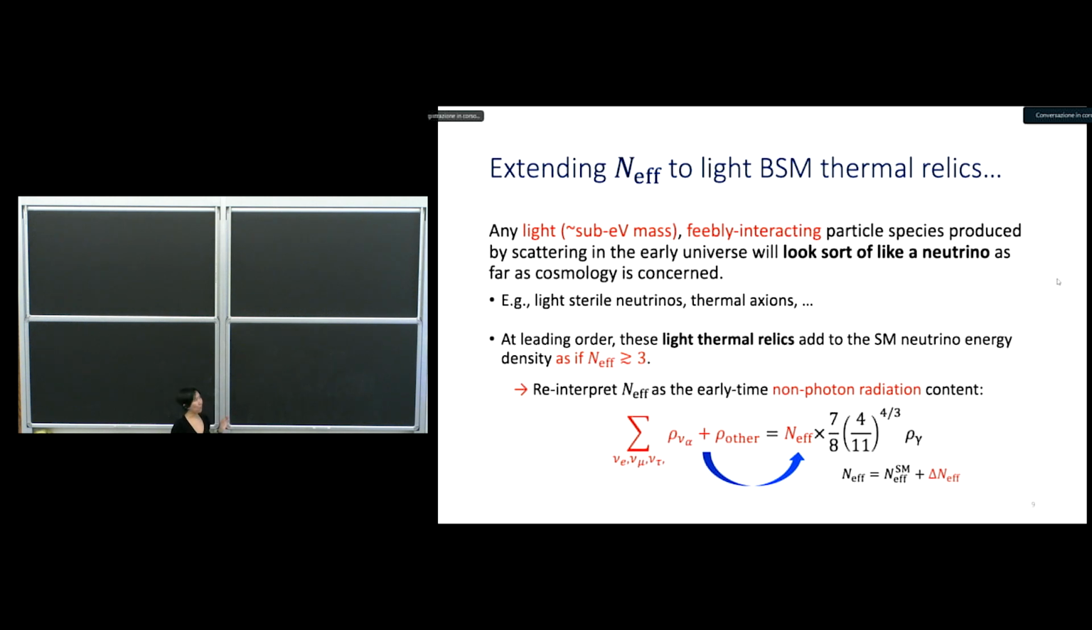Okay? So we may as well lump all the neutrino energy density together with this light relic energy density together and call this thing altogether N effective. Okay? So the standard model value will be 3.044, but if you say you have axions, let's say, then this number could be 3.5. Or if you have a thermalized sterile neutrino species, you could have N effective of 4 even. Okay?